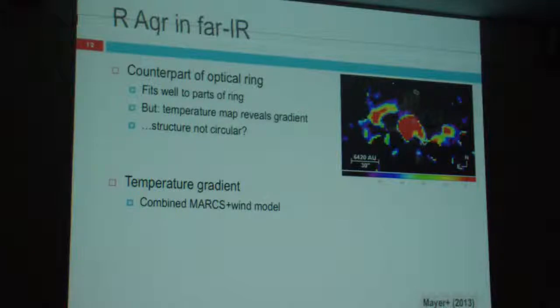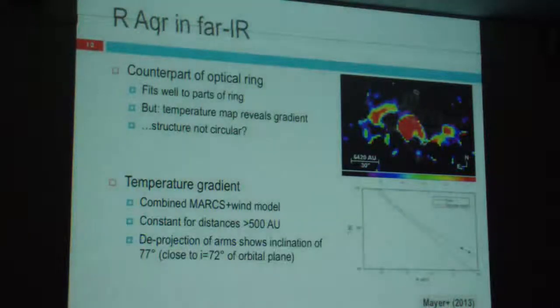And so we went to our atmospheric modeling group in Vienna and asked them if they could model the SED. And they came up with a temperature model of the wind. So you see its gradient is quite constant. So this is reliable above 500 AU, and we are clearly here much further away than 500 AU. And we could take these temperature predictions to actually do a deprojection of the arm, and we find that it's inclined by 77 degrees, which is quite close to the inclination of 72 degrees of the outer plane.